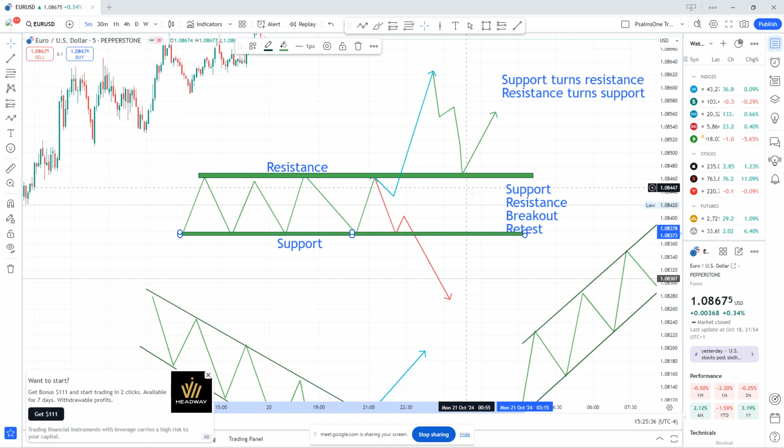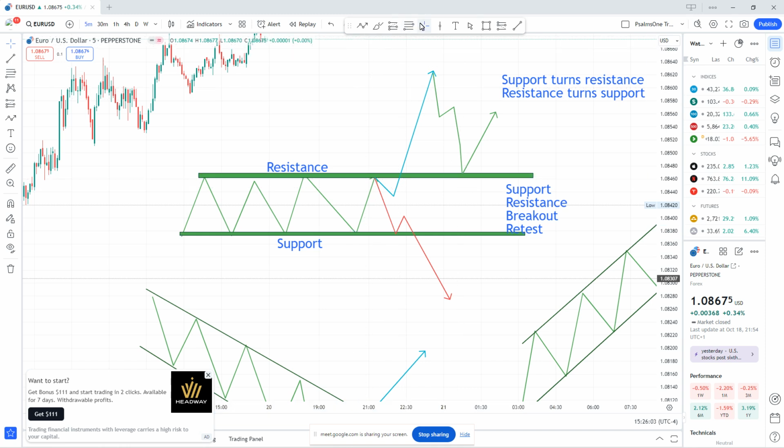Think of the first story to the second story. If you are on the first floor in a storey building, the roof of the second floor will be your resistance. But when you now climb to the second floor, it means that the roof of the first floor will now become your support. I hope that is clear enough.